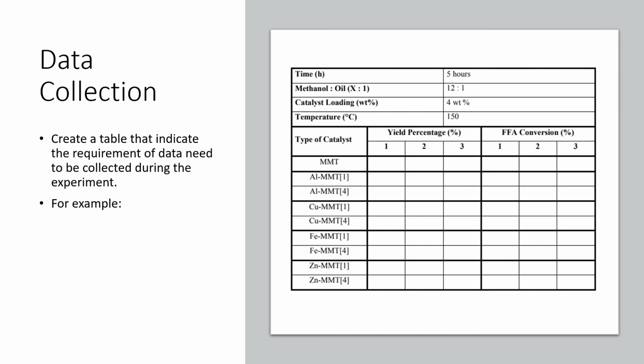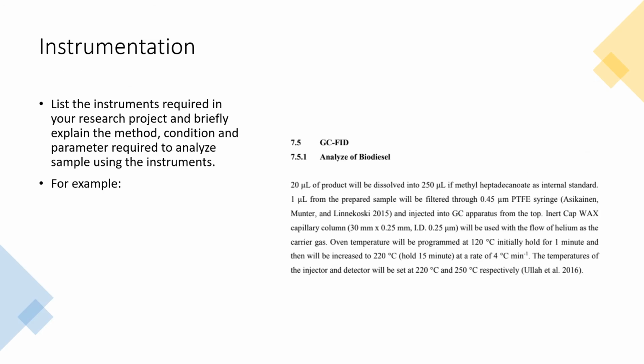So before you do your research, you need to have the table first. So you know your objective, you know your aim, what you need to obtain in the end of your research. Understand? Okay, this is for the instrumentation. Why instrumentation? Because maybe in the method, you said that after the biodiesel production the product is analyzed using GCFID. Dah, titik sampai situ je.